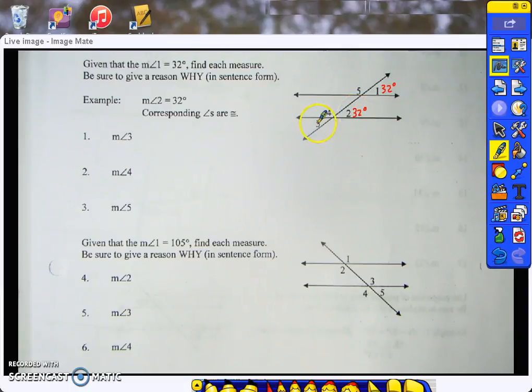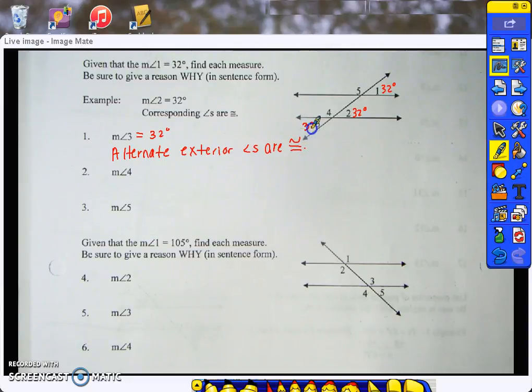Angle 3 is the alternate exterior. They're on opposite sides of the transversal, and they're outside the parallel lines, so they're alternate exterior, which means that they are congruent. So angle 3 is also 32 degrees. And you would write because alternate exterior angles, it's a symbol for angles, are congruent. That's the symbol for congruent.